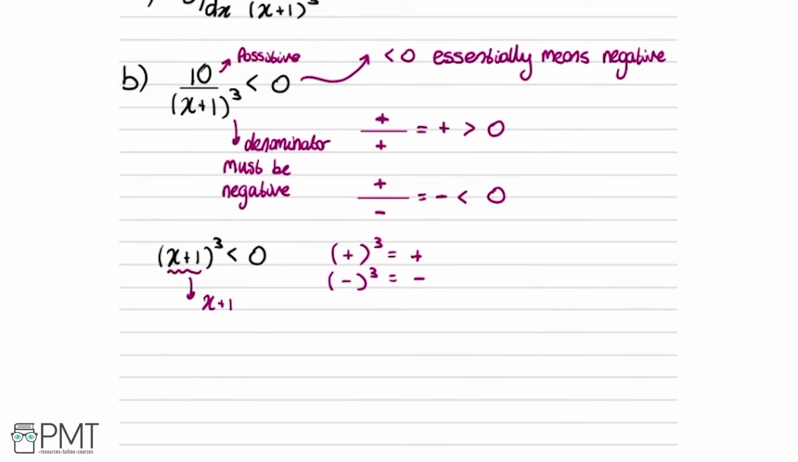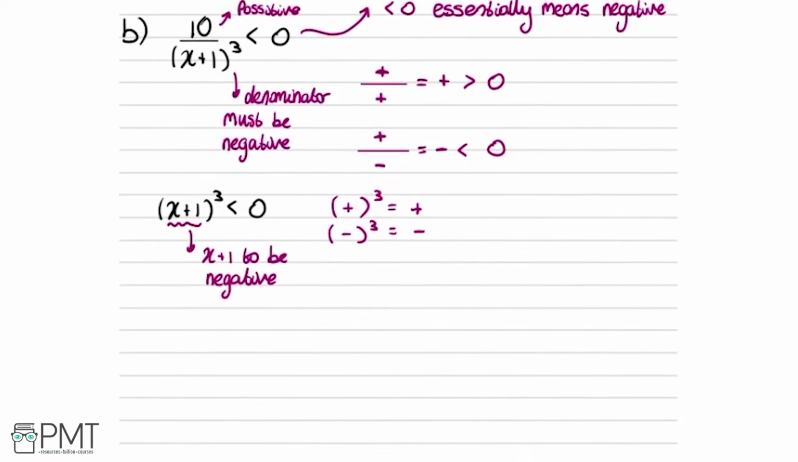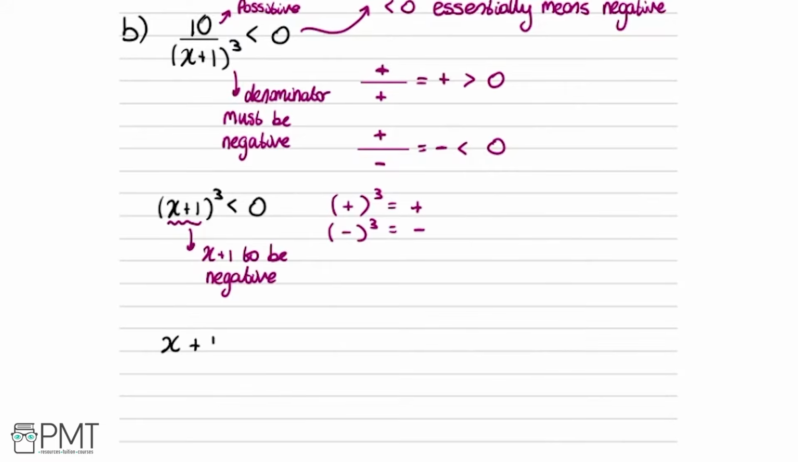x plus 1 should be negative in order for (x plus 1) to the power of 3 to be negative, in order for 10 over (x plus 1) to the power of 3 to be negative, or as it's saying here, less than 0. So writing this out in a clearer way, we've got x plus 1 needs to be less than 0. If we take away 1 from both sides, we get x is less than minus 1. And that is the answer.